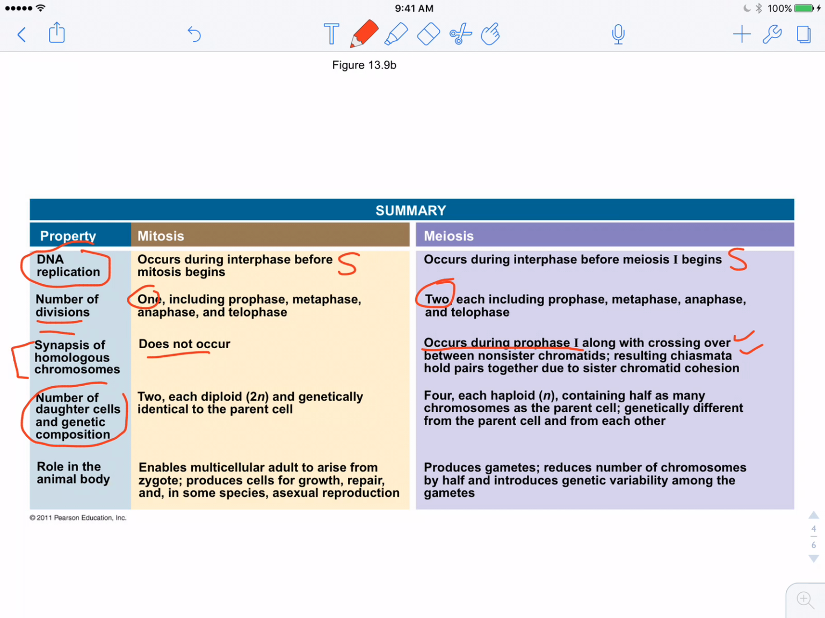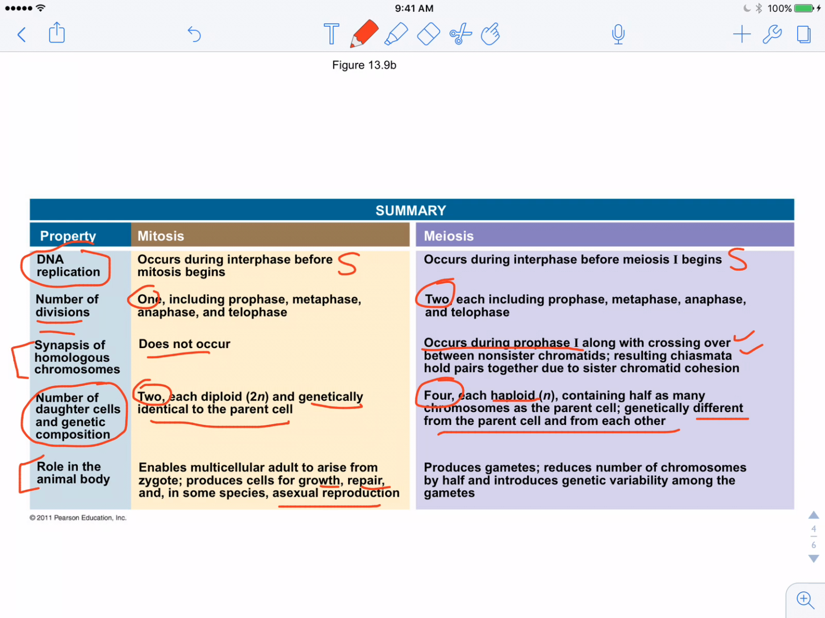Number of daughter cells. From mitosis, you have 2 daughter cells, and they are genetically identical to the parent cell and to each other. In meiosis, there are 4 daughter cells. They are haploid and are genetically different from the parent cell and from each other. Roles of mitosis in the animal: multicellular adult to arise from a zygote, cells for growth, repair, and in some species, asexual reproduction.